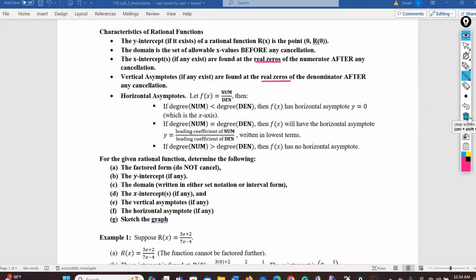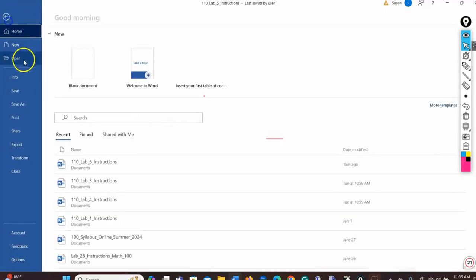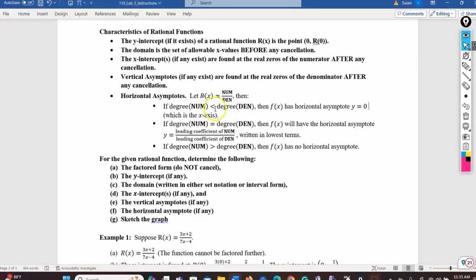Now, with horizontal asymptotes, how do we find them? Well, we have 3 cases. So suppose we have a rational function, and actually I'll call it r of x instead of f of x, with the numerator over the denominator. If the degree of the numerator is smaller than the degree of the denominator, then our function r does have a horizontal asymptote, and it's the x-axis. And its equation is y equals 0.